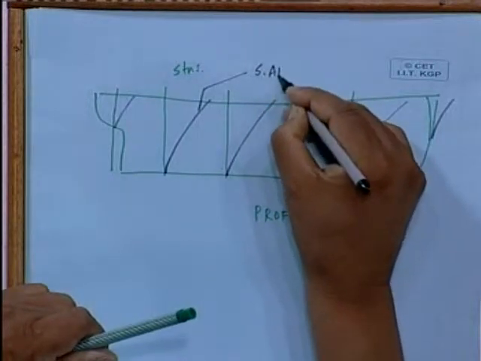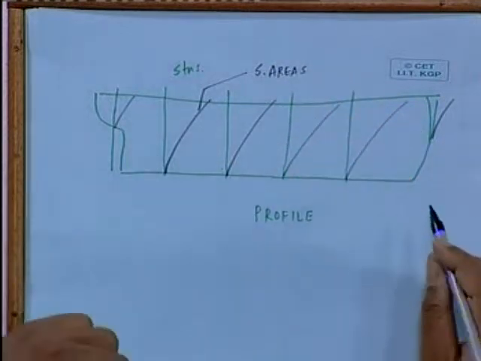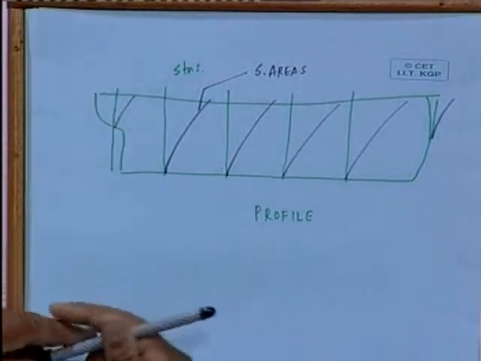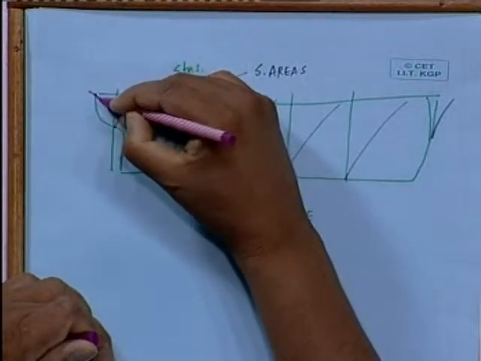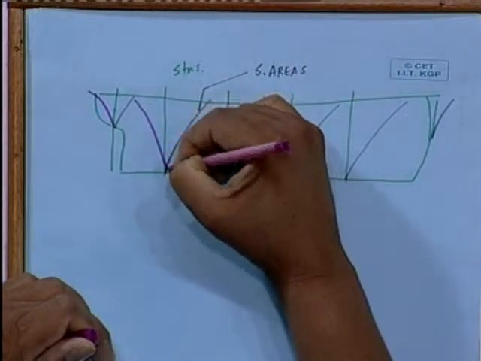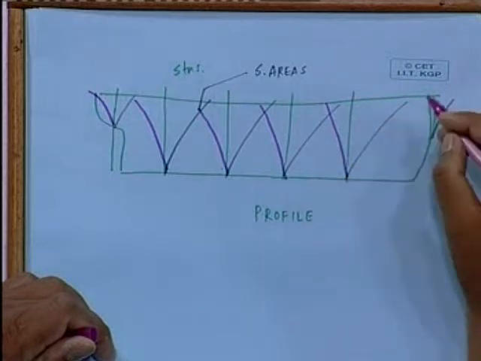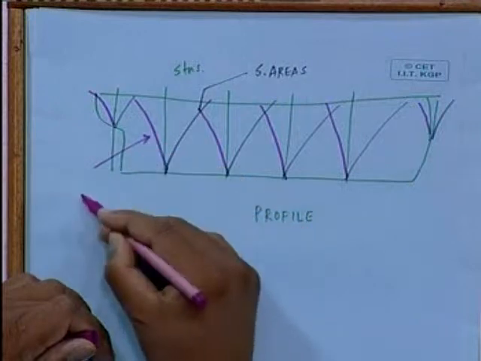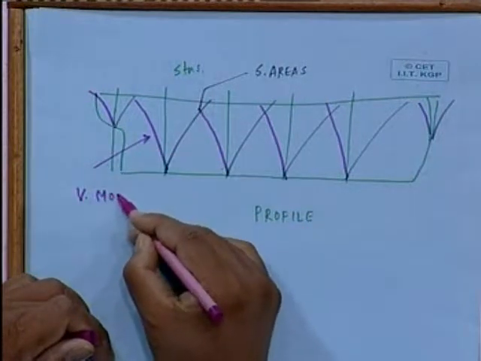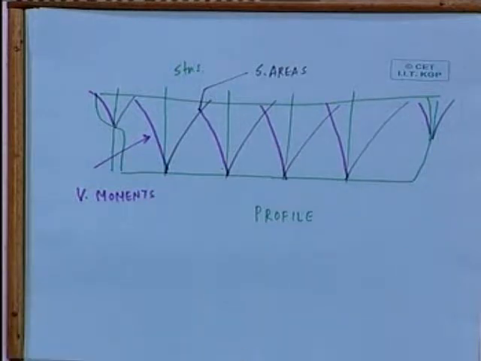section areas. We at the same time also plot the vertical moments, but normally we plot the vertical moments on the other side. These are moments.